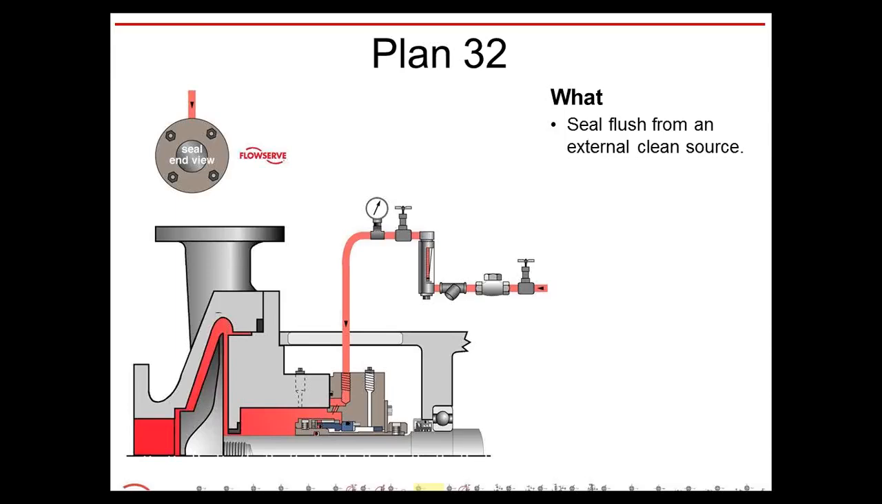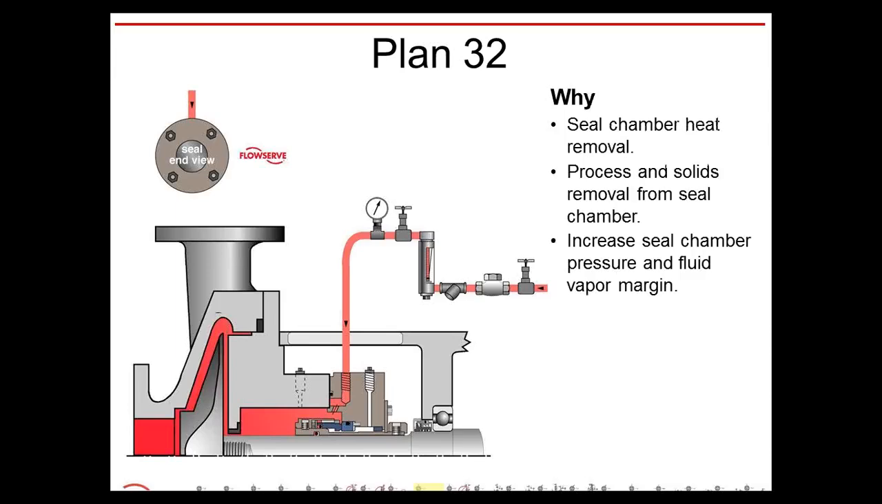As you can see here, there are some components that are required for an external flush. You want to make sure you have a flow meter. You want to make sure that you have flow, and you also want to make sure that you have some sort of control device, because you're not using an orifice. So you want to make sure you're controlling the flow into the seal.